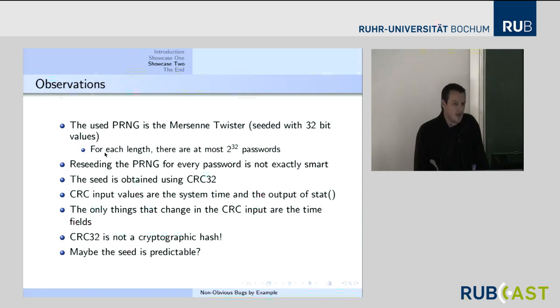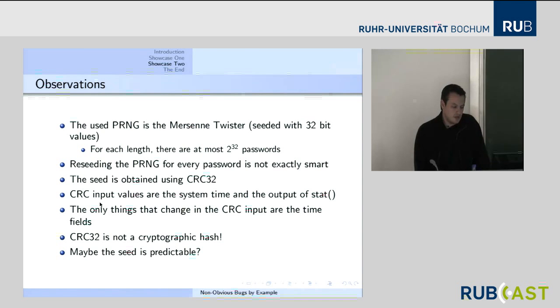They reseed their generator every time they generate a password, and that's not exactly smart, because actually you should seed the generator once and then use it. And actually you shouldn't seed it at all, because the operating system or someone should care. And the seed is obtained using the CRC32 that we've seen.